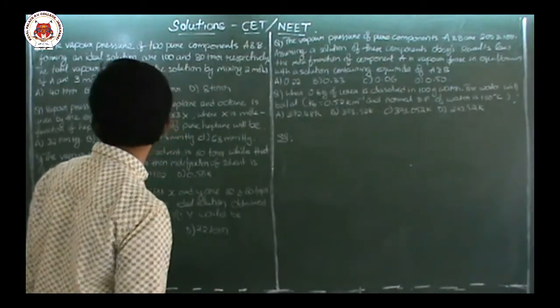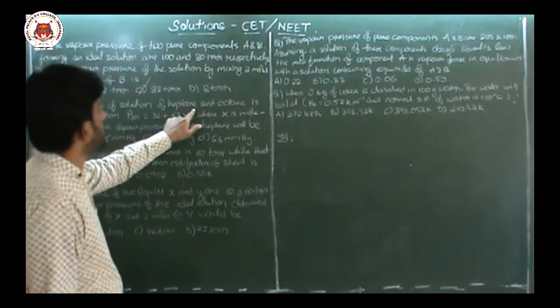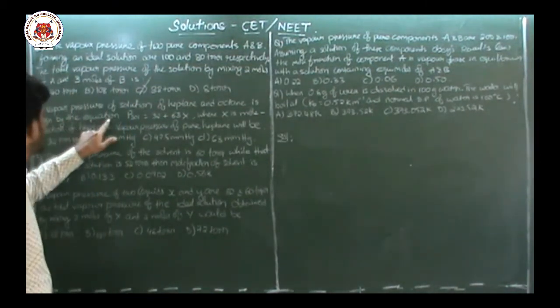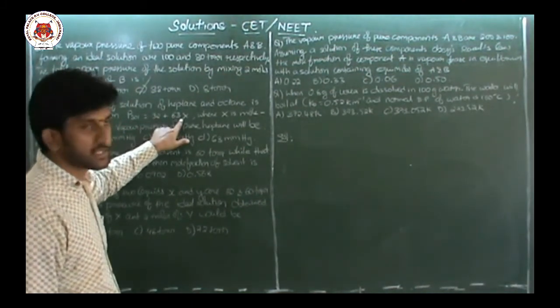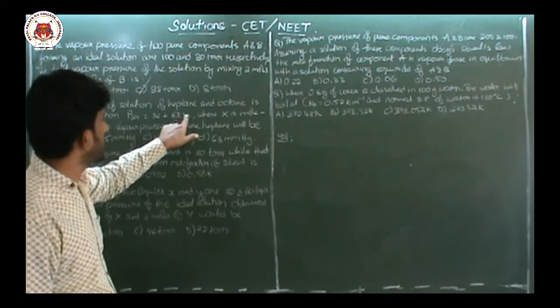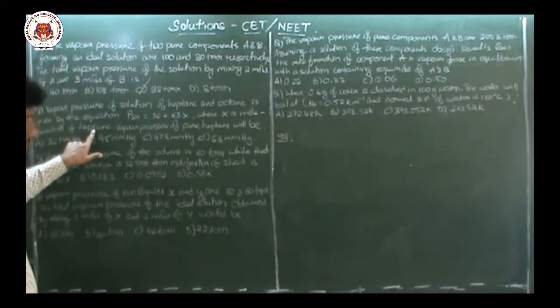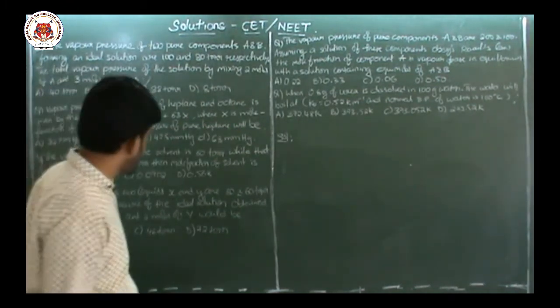Next question is, the vapor pressure of a solution of heptane and octane is given by the equation P solution is equal to 32 plus 63x, where x is the mole fraction of heptane. The vapor pressure of pure heptane will be, okay.